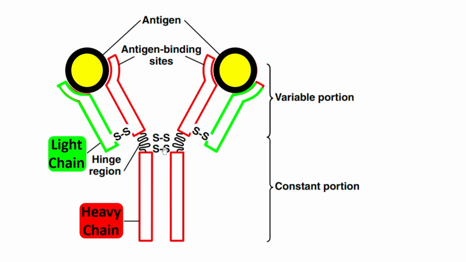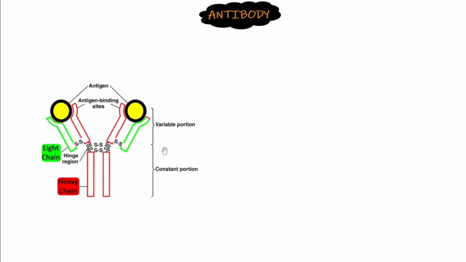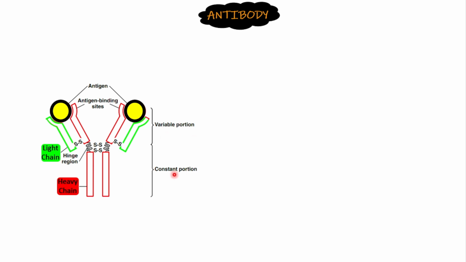Okay. Now, what is the significance of the variable portion and the constant portion? On the variable portion, the antigen gets attached. This is a yellow colored antigen shown here. So the antigen is attached to the top of the variable portion. This antibody can bind at two different sites to two different antigens.